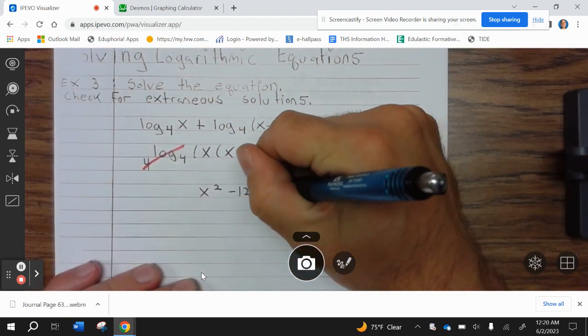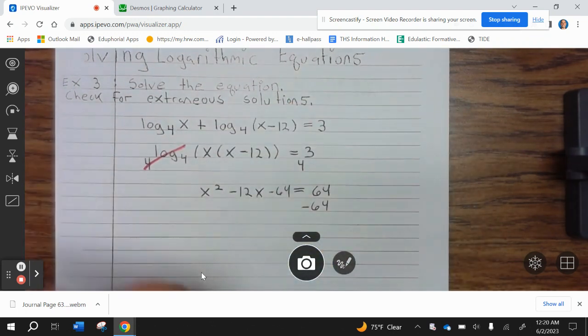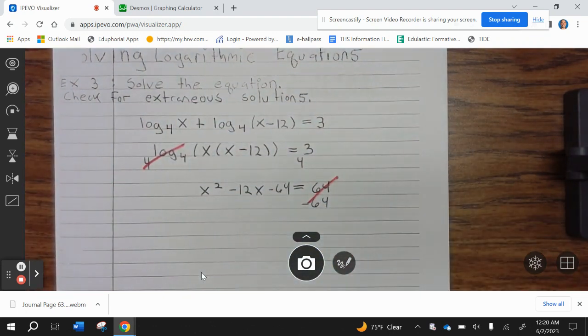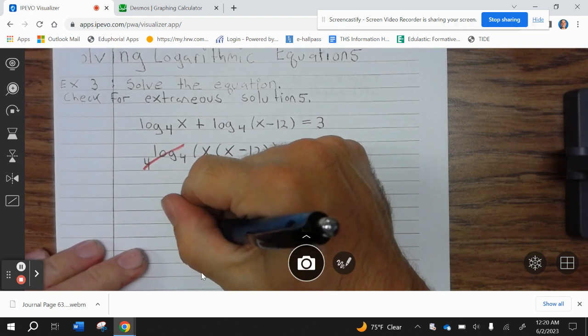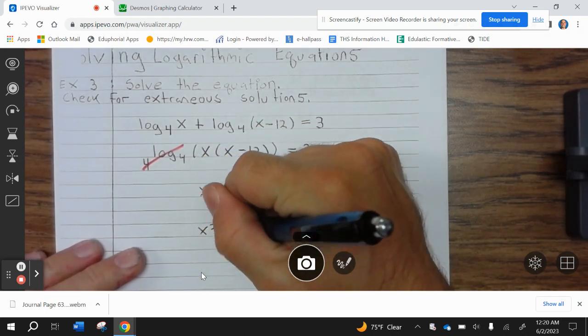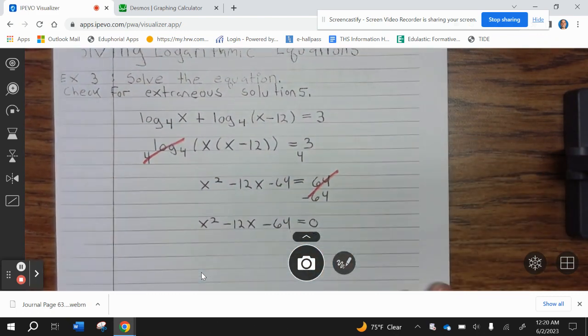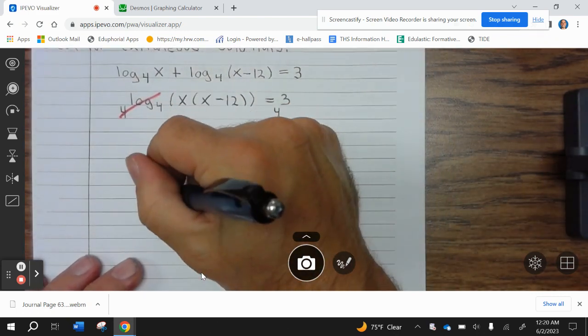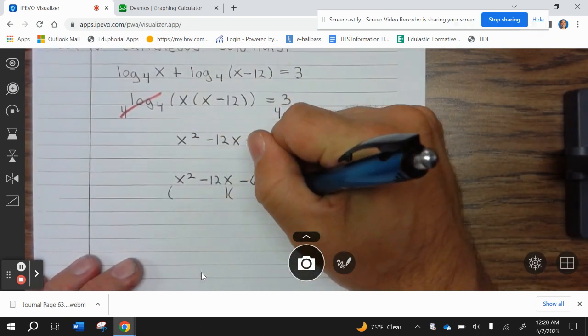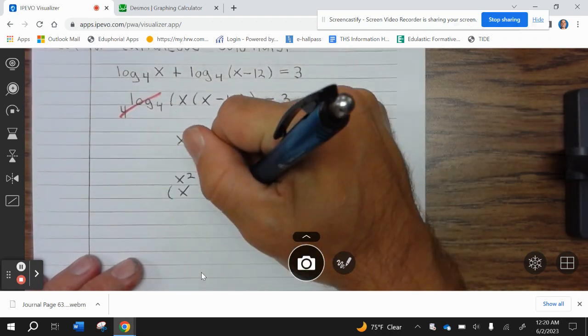Subtract 64 from both sides. That cancels. You get x squared minus 12x minus 64 equal to 0. Two parentheses equals 0. X and x.